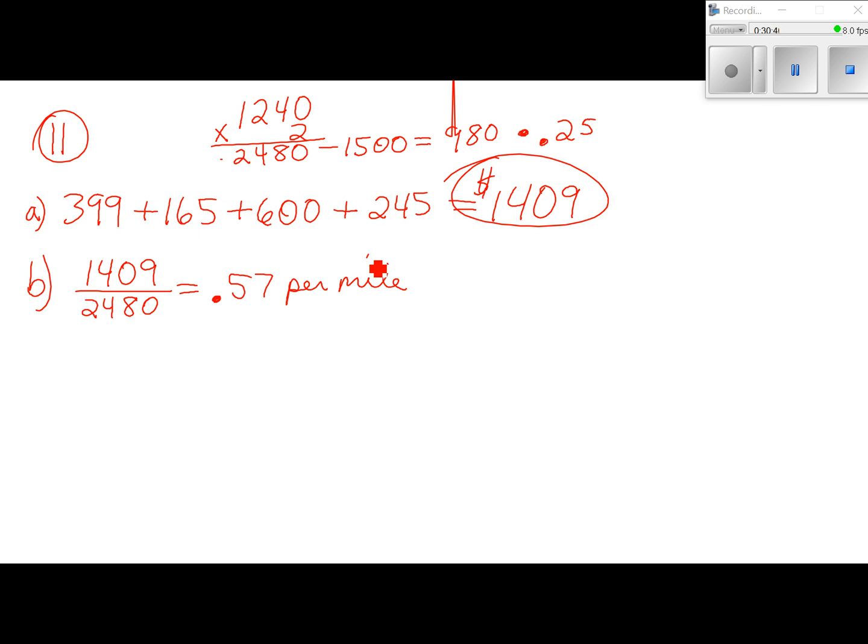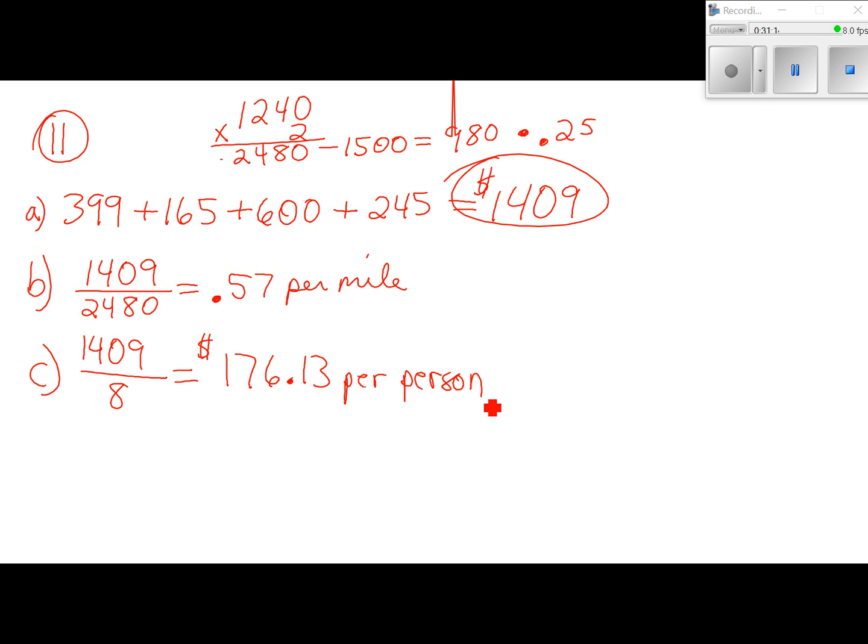And then part C says find the cost per person if there's 8 of you going on this trip. We take the 1,409 and we divide it by 8. That's going to tell us the cost per person. When I do that on my calculator, I round it off a little bit and I get $176.13 per person. So it's going to cost about $176 for each person.